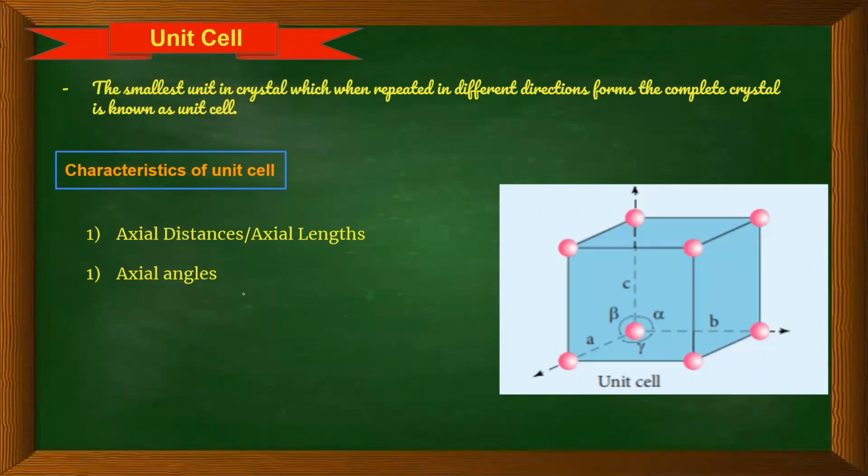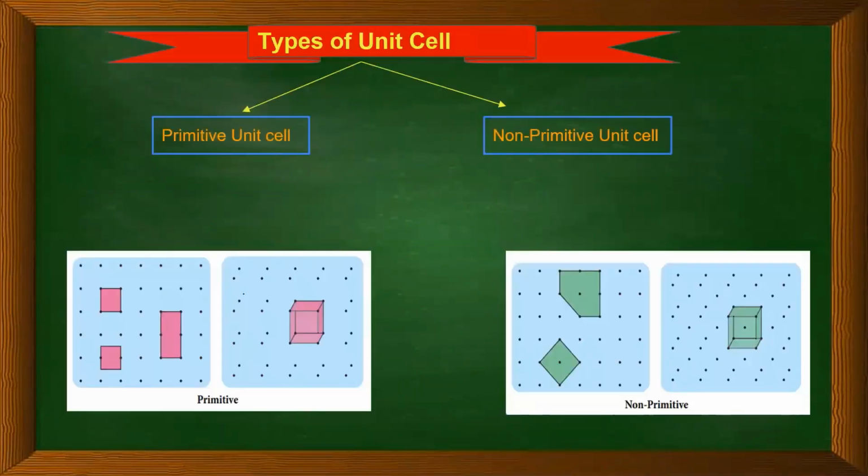Now we will discuss what the types of unit cell are. On the basis of the position of the atoms, the unit cell is divided into 2 main types: primitive unit cell and non-primitive unit cell. In primitive unit cells, atoms occupy the corner positions.